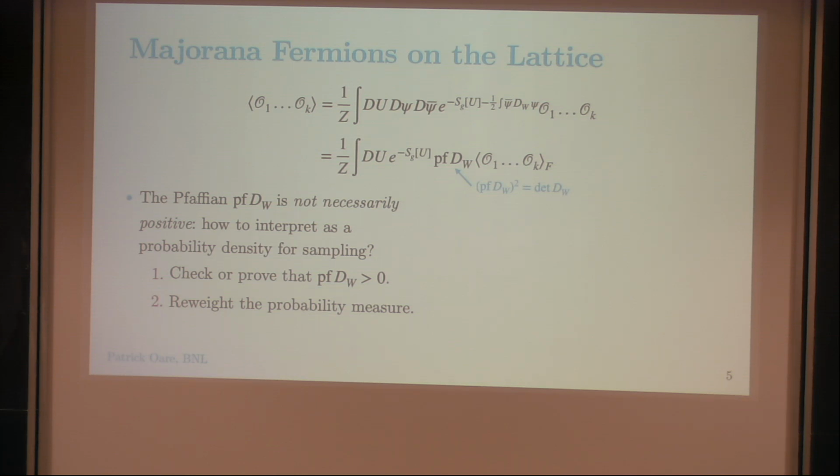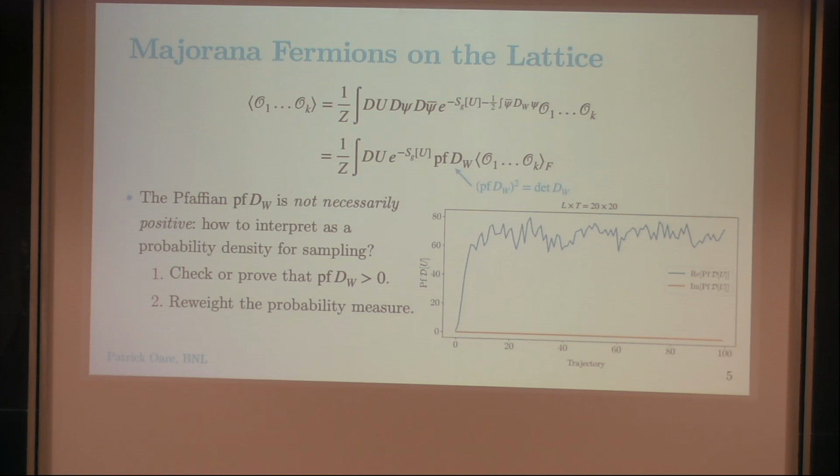In particular, if you can prove this Pfaffian is always positive, that's the best case scenario. You can then always use a lattice Monte Carlo calculation to simulate the theory. But even in the case when it can be negative, you can reweight the probability measure. Essentially you can sample from a distribution that has the norm of the Pfaffian here, which is guaranteed to be positive, and then absorb the phase of the Pfaffian into whatever observables you're computing.